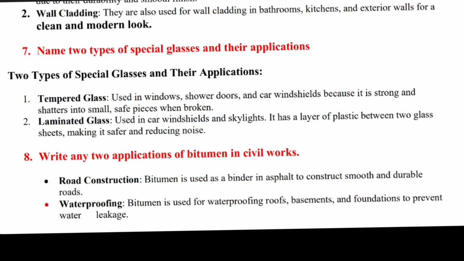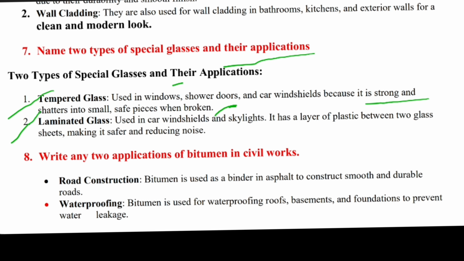Next question, mention any two types of special glass and their applications. So there are special types of glass, that is tempered glass and laminated glass. Where do we use tempered glass? We always use it for windows and shower doors, and for windshields, strong windshields, because it is strong and when it breaks it shatters into small pieces. That purpose we are using it for.